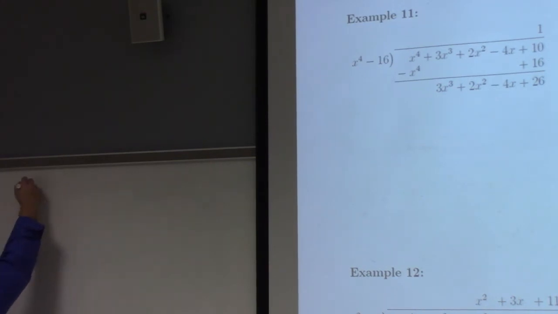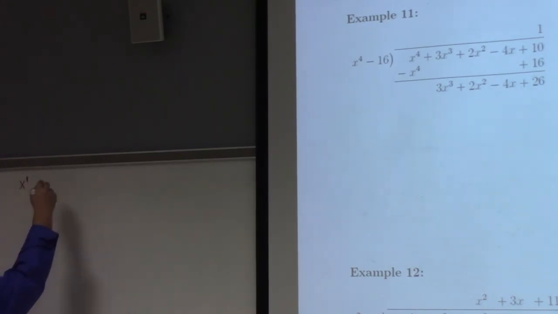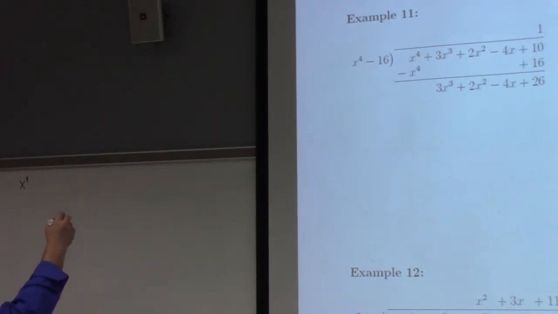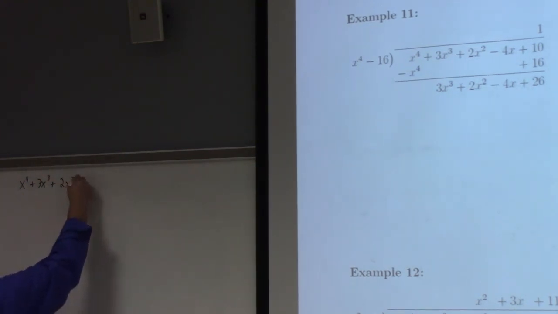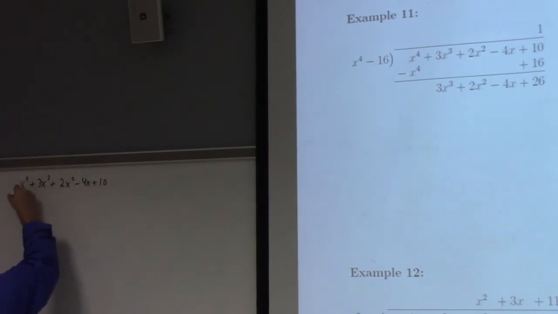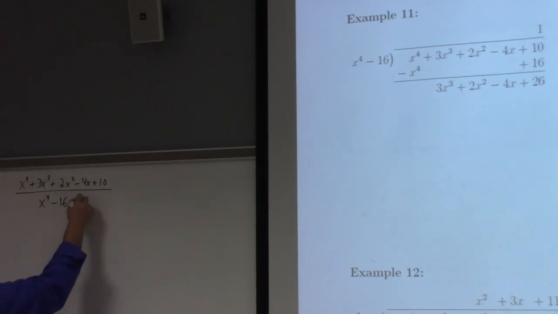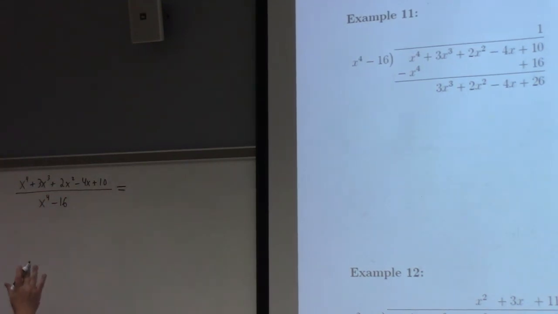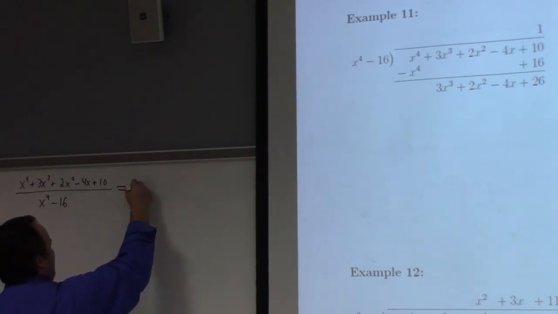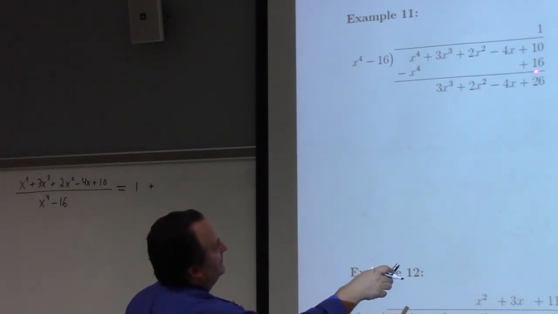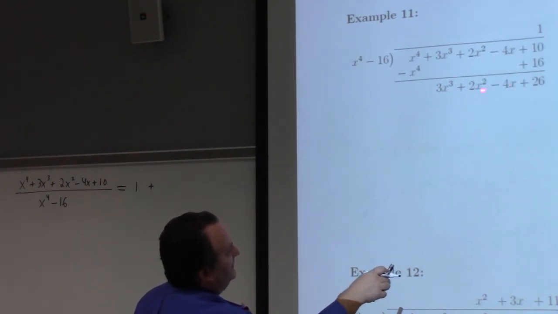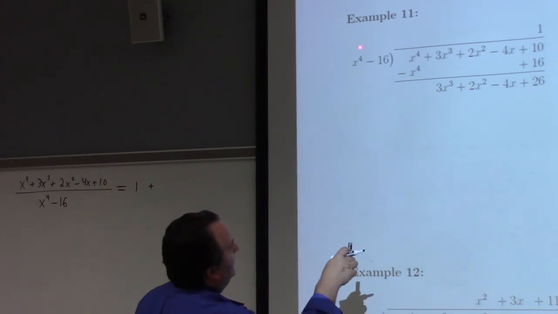Okay, so we've got x to the fourth plus 3x cubed plus 2x squared minus 4x plus 10. I'm dividing that by x to the fourth power minus 16. Long division tells me that that simplifies to 1 plus what? Plus there's my remainder. Once the thing you're writing down here has a smaller degree than your divisor, then you're done.